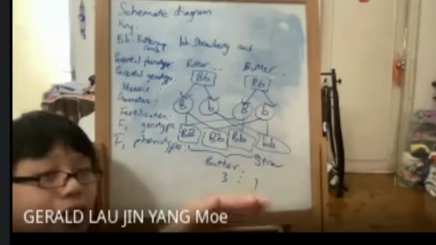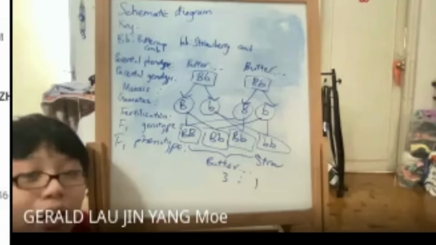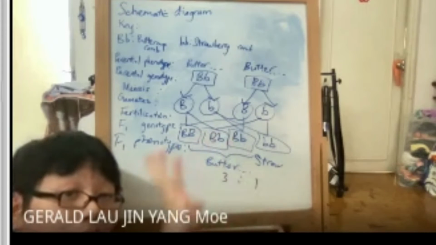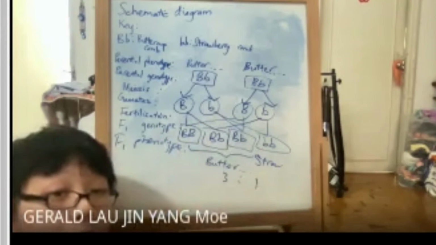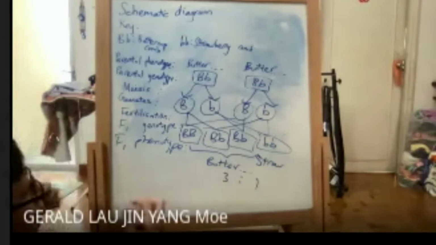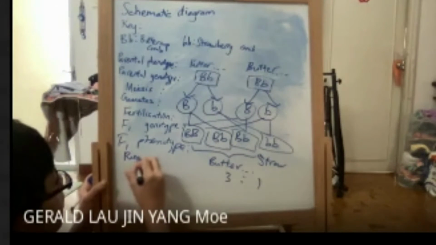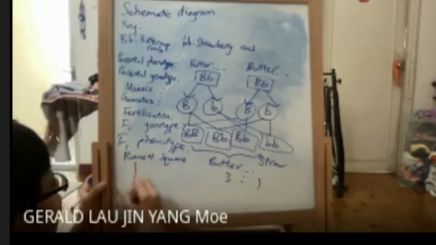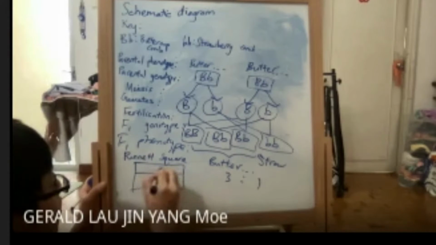We continue with the Punnett square. Okay, so another way we can express this one instead of drawing schematic diagram is we can use a Punnett square lah. But normally it's not in our syllabus. So the Punnett square is like this lah. Okay, so you draw lah.